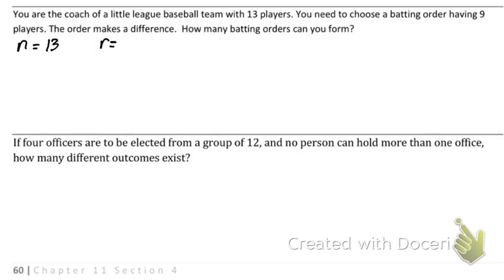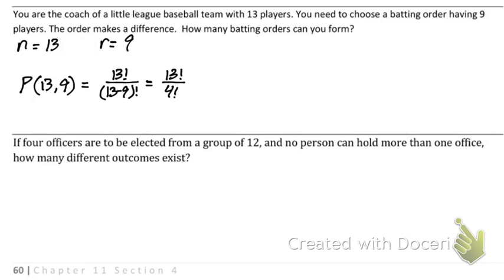Well, I'm going to choose 9 of them to be in my batting order. So that is 13, pick 9. In other words, we'll write it like this: permutation of 13, pick 9. Well, plugging that into the formula, we're going to have 13 factorial over 13 minus 9 factorial, which is going to equal 13 factorial over 4 factorial.